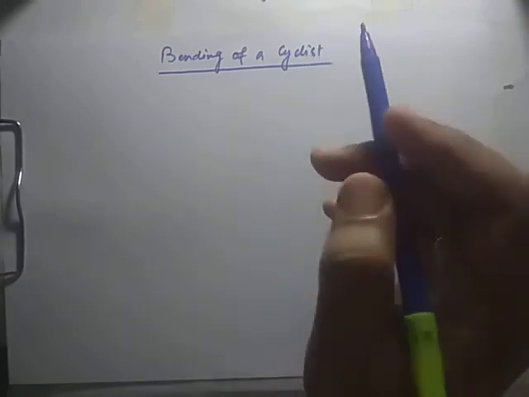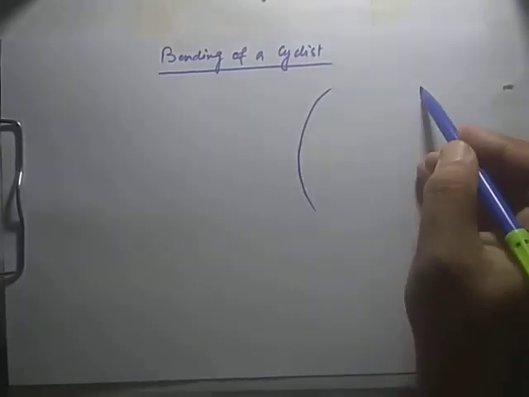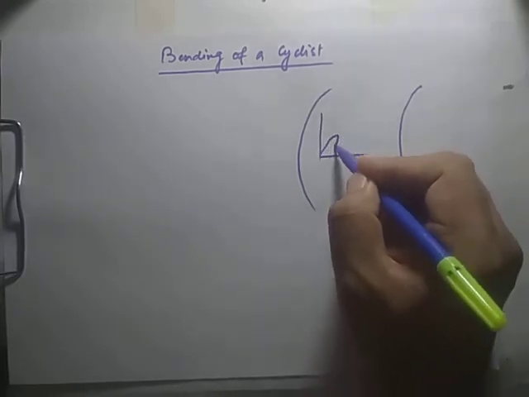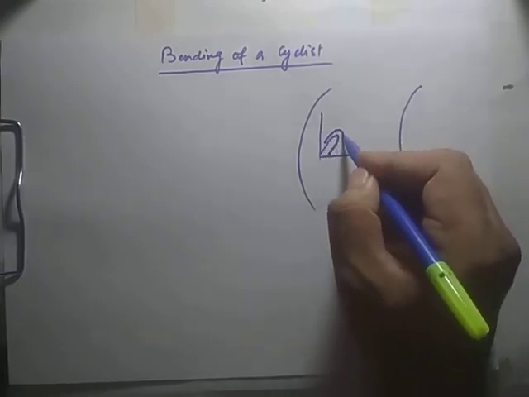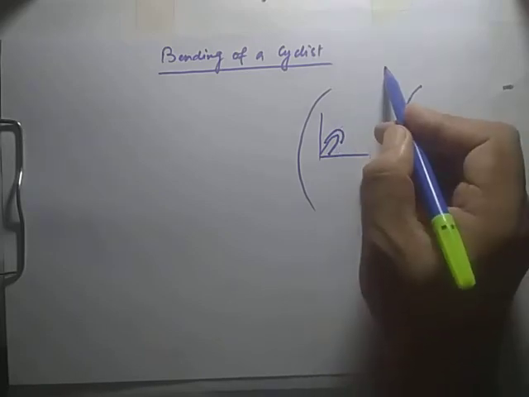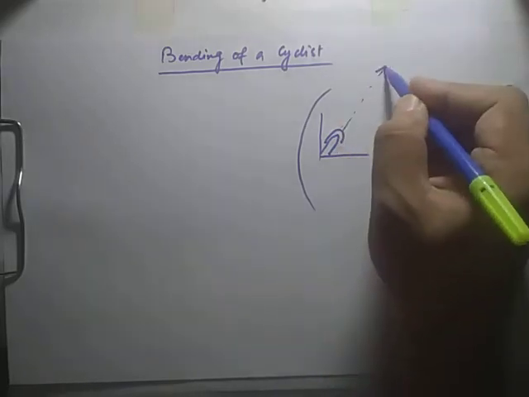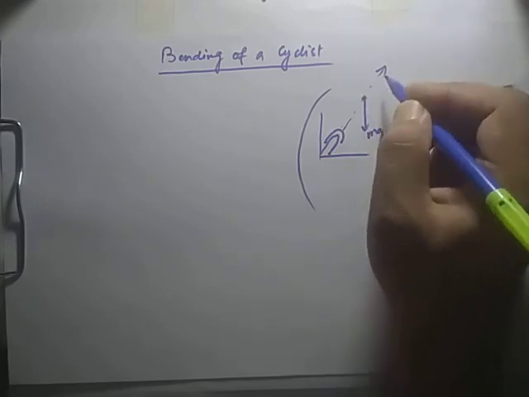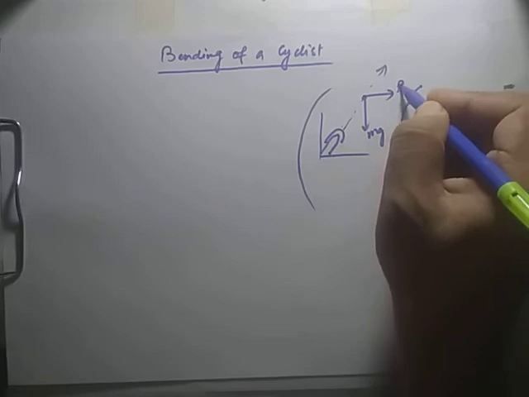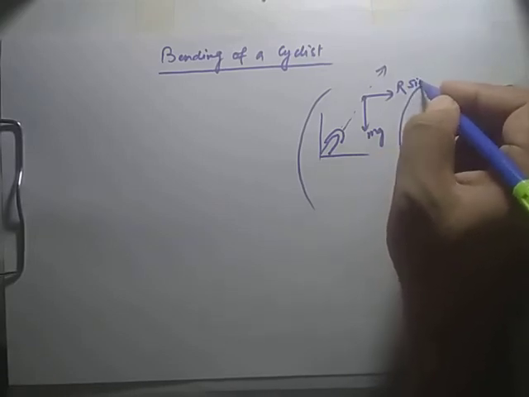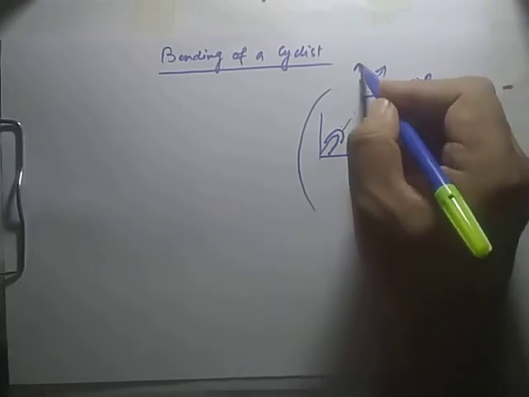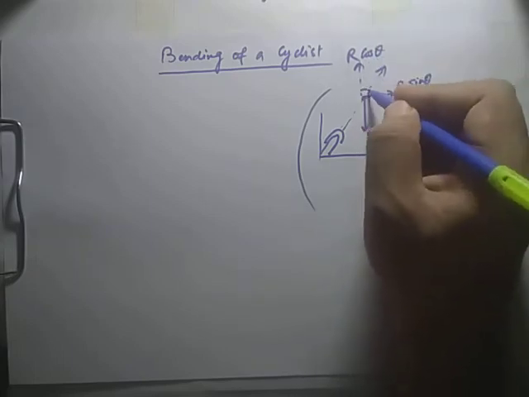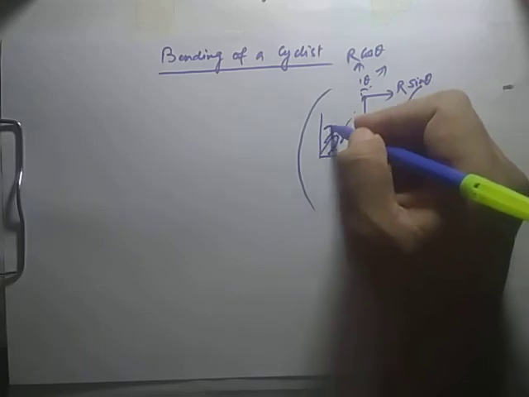So what is this bending of a cyclist? Same type of curved road. The cyclist is going in this way, and the cyclist can bend to rotate. So this is the mg force, and this is the reaction force. We split the reaction force: R sin theta, and here this one is R cos theta, this is theta, and this angle is theta.